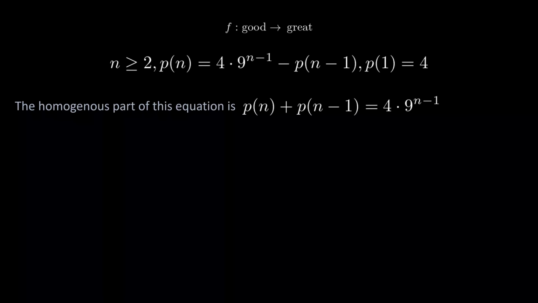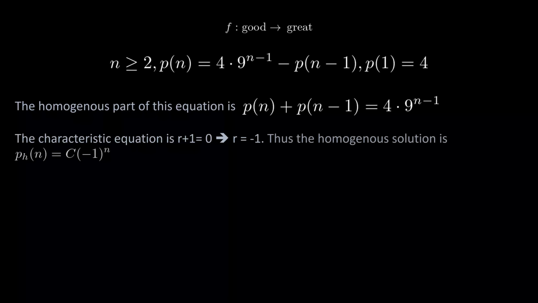The homogeneous part of this equation is P(n) plus P(n minus 1) equal to 4 times 9 to the power n minus 1. The characteristic equation is r plus 1 equal to 0, so r equals minus 1. Thus the homogeneous solution is P_H(n) equals c times minus 1 to the power n.